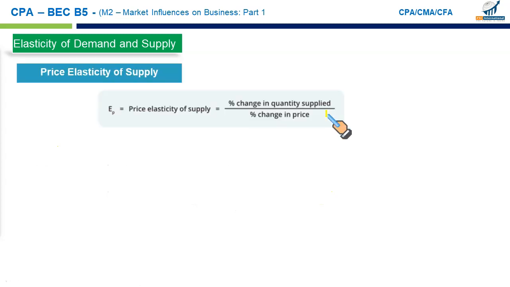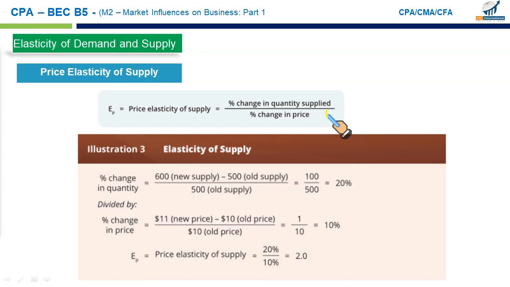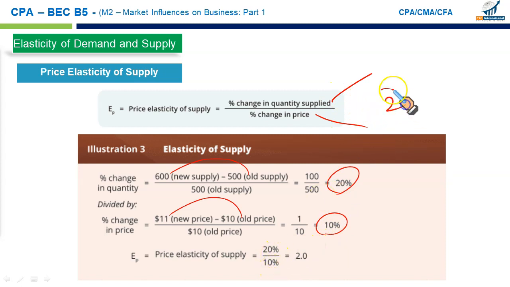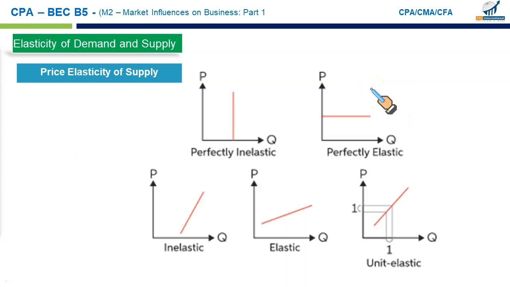Next we have the price elasticity of supply. It is calculated in the same way: percentage change in quantity supplied upon the percentage change in price, and then just simply plug in the numbers. Like we have a certain item, its price is changed from 10 to 11. The quantity supplied goes up from 500 to 600. So the percentage change in quantity supplied is 20%. The percentage change in price is 10. So you're going to divide 20 by 10. The result is 2. It means the price elasticity of supply is greater than 1, so it's relatively elastic.